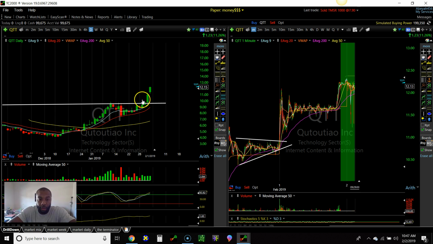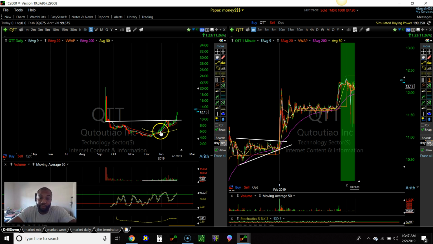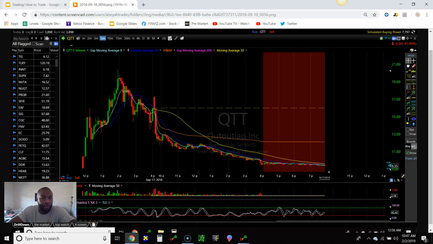But it's looking pretty good for right now, man. Shorts are covering. Initial bear flag. So we could look to take this thing back up to 20, right? Anything's possible. Let's check out something else. Let's check out some more green to reds.